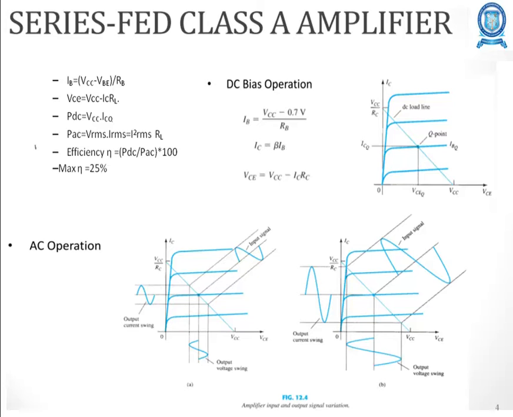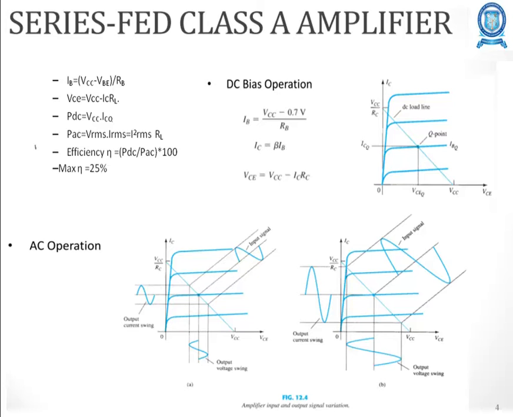Here the equation is similar, and thus the slope of this load line is minus 1 by RL, while the Y intercept is VCC divided by RL. The change is because the collector resistance RC is named as load resistance RL in the circuit. The Q point is adjusted approximately at the center of the load line.